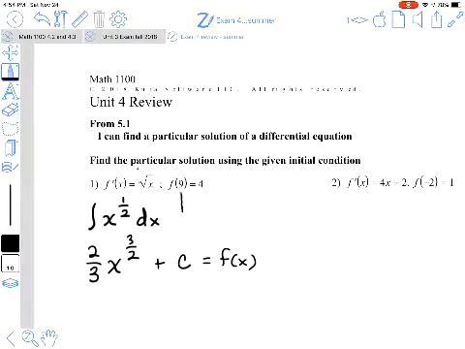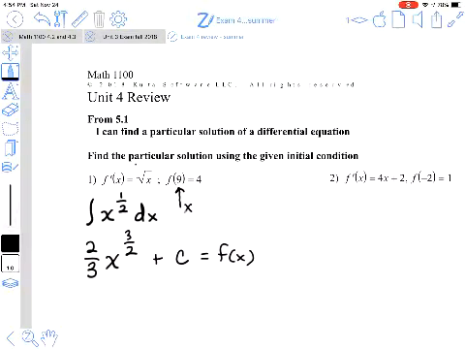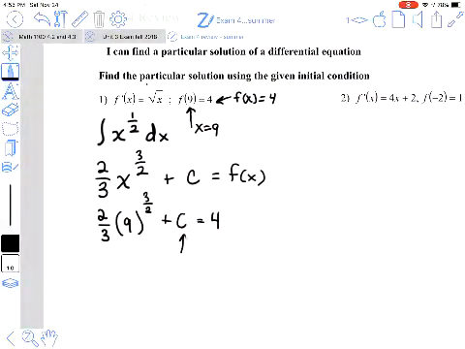Now we're given an x value here of 9. So this is what x equals. And this value, we know that f of x equals 4. So if we plug those values in now, a 9 for x, and then a 4 for f of x, that's going to allow us to find that missing value of c.